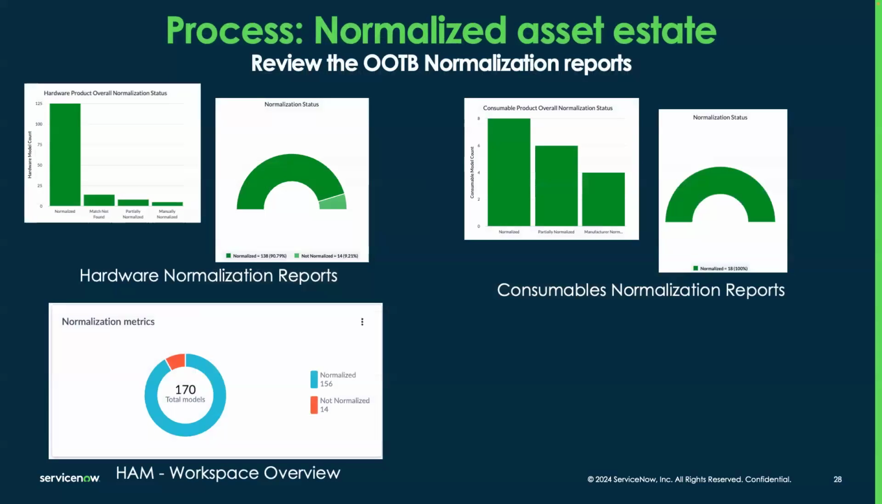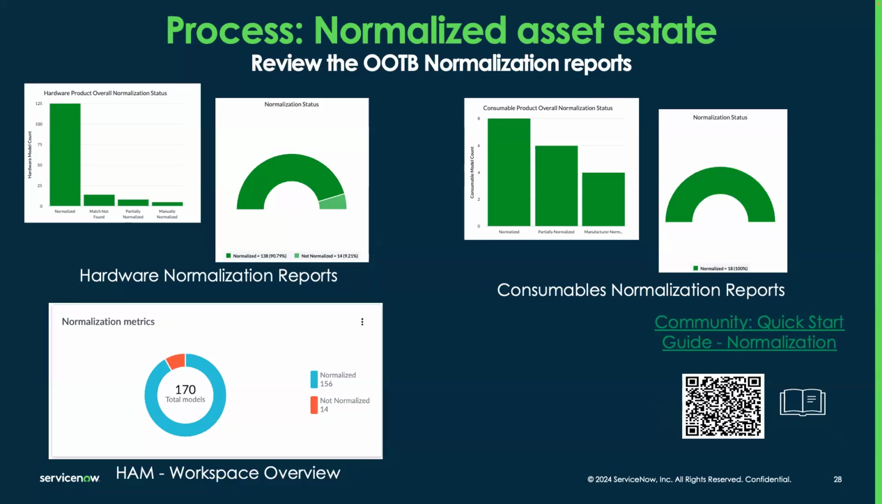We also have some out-of-the-box normalization reports on hardware as well as on consumables. Again, you would want to make sure that your normalization reports are mostly normalized. When we talk to customers, we try to get those normalization rates above 90%. That way you're able to make sure that your information is being properly recorded and put together.